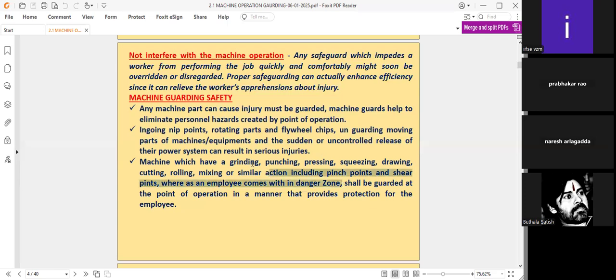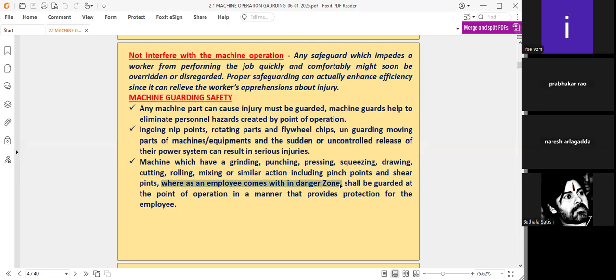Punching, grinding, pressing, squeezing, drawing, cutting, because they're all under the hydraulic machines. Sometimes it is hydraulic or manual. Sometimes hydraulic means simply taking the instrument air, and it will operate once you switch on. Therefore, employees are exposed to this equipment with the danger zone.